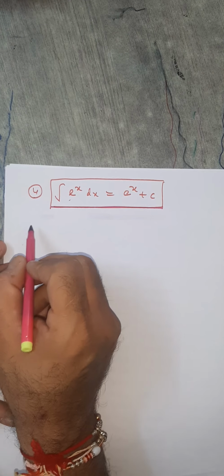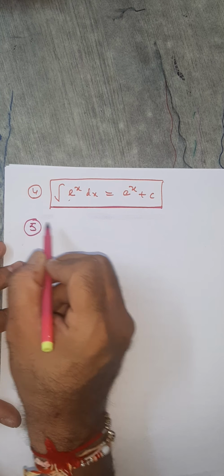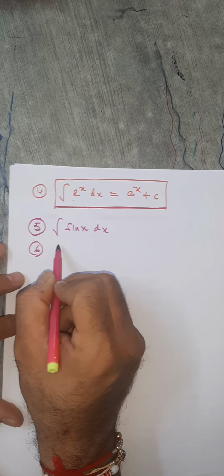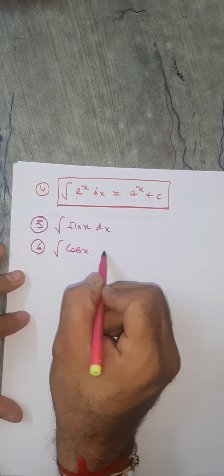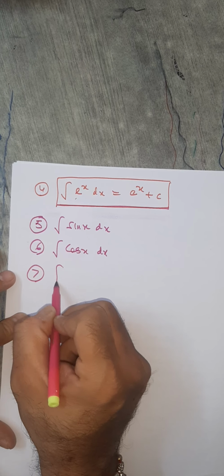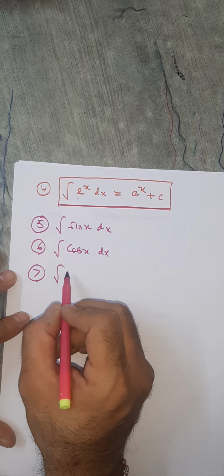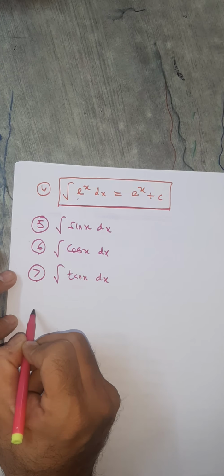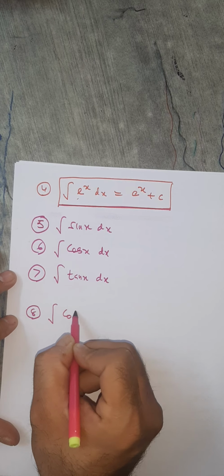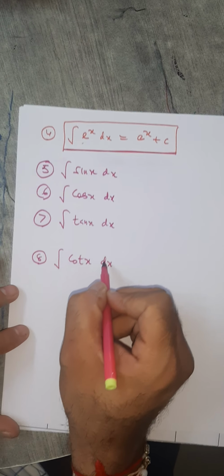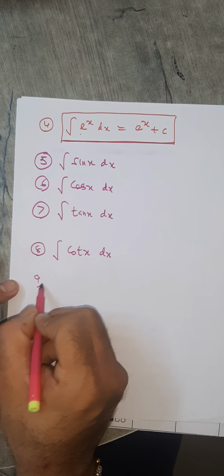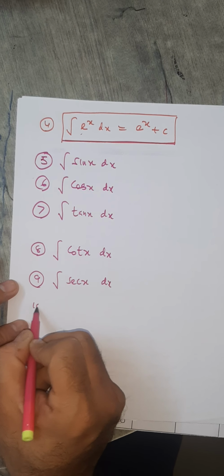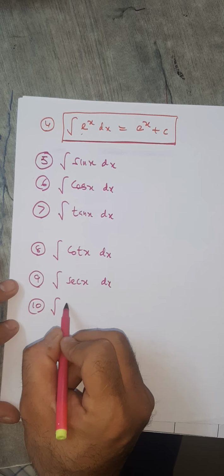Okay, now we go to trig functions. Fifth one, I'll write here the integral of sine. Sixth one, the integral of cos. Seventh one, for example the tan function, tan x. Eighth one, let's write the integral of cot x here. One more, ninth one, the integral of sec x. And the tenth one, that is the integral of cosec.